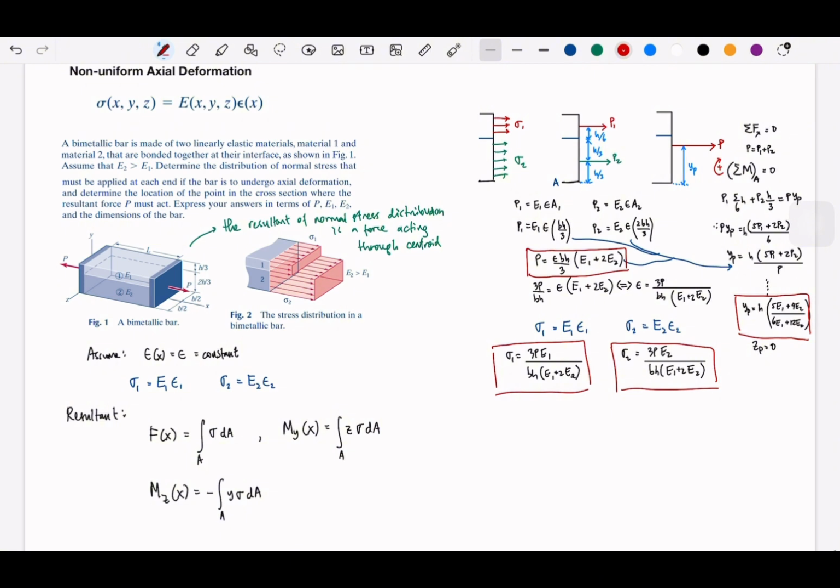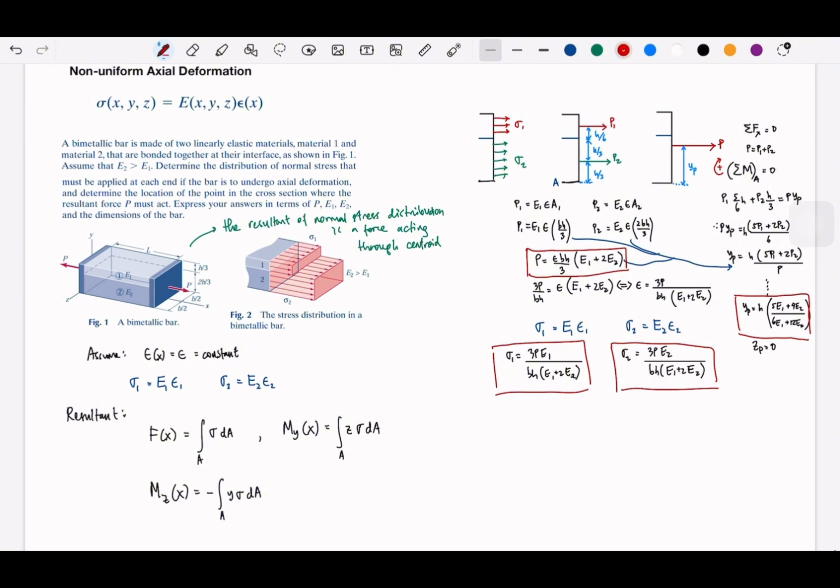So every time you have non-uniform materials that undergo axial deformations, the first assumption is that the strains are going to be the same. If not, then we need another method. So we need to make sure that this strain and that strain, 1 and 2, are going to be the same constant.